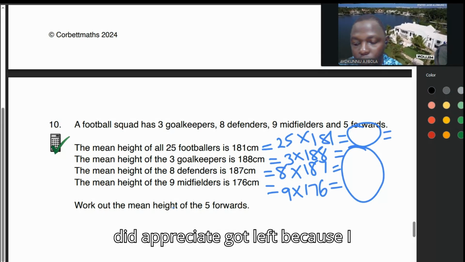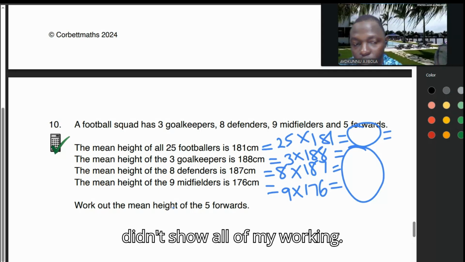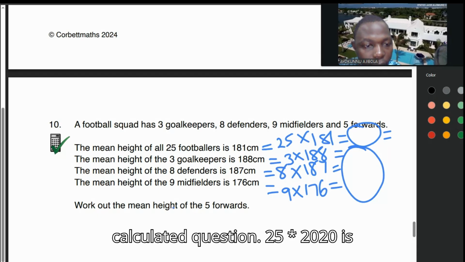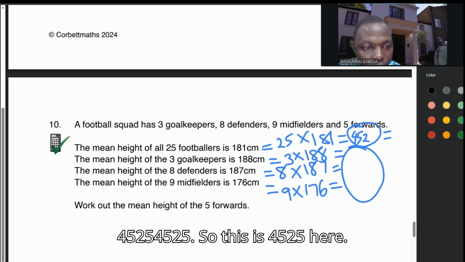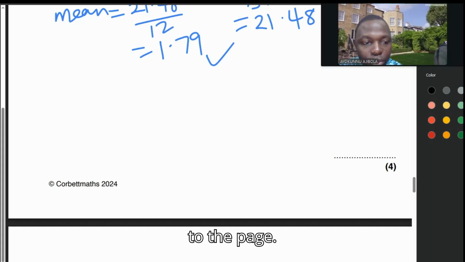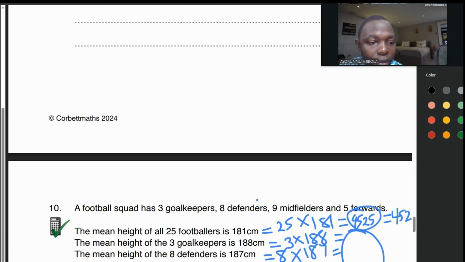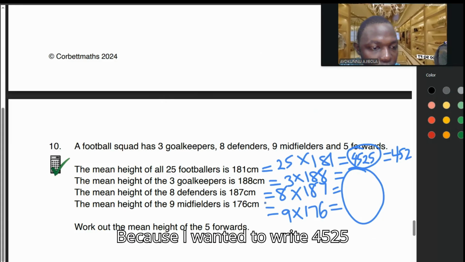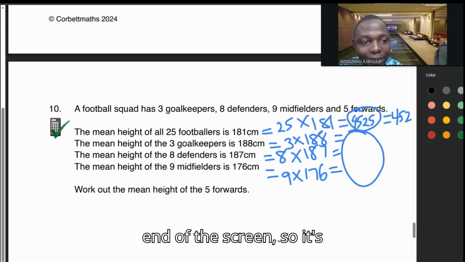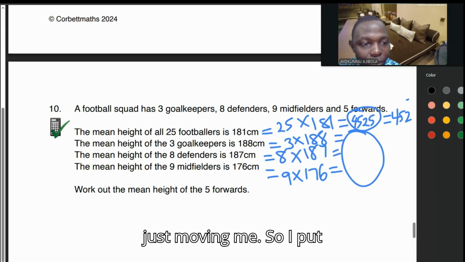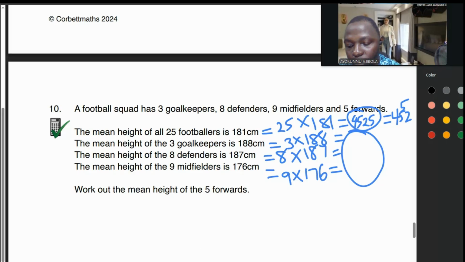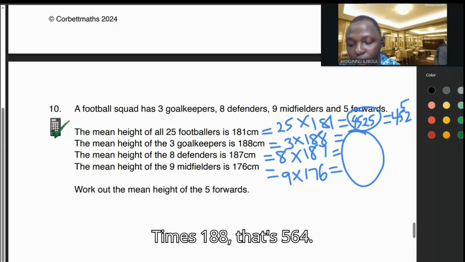I probably should have got less because I didn't show my working. It was a calculator question. 25 times 181 is 4525. I write 4525 on top because it's closer to the end of the screen. Then the next one, 3 times 188, that's 564.